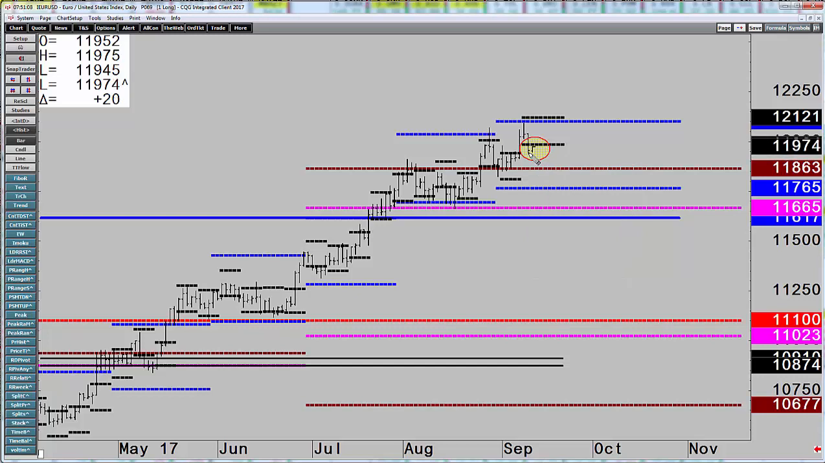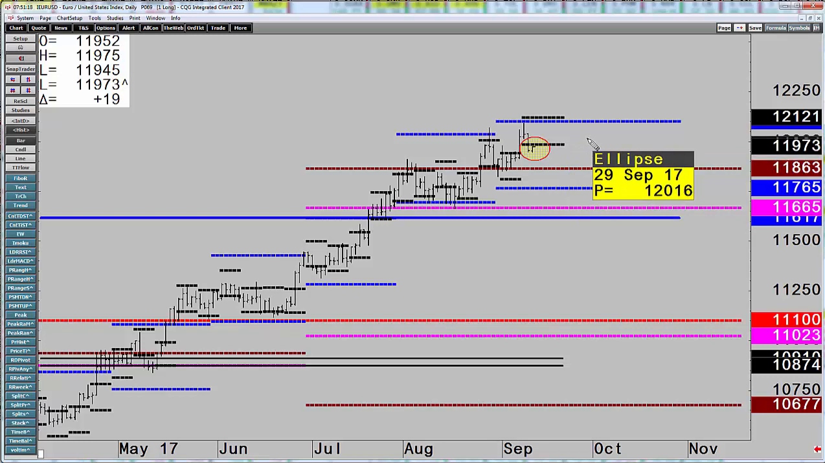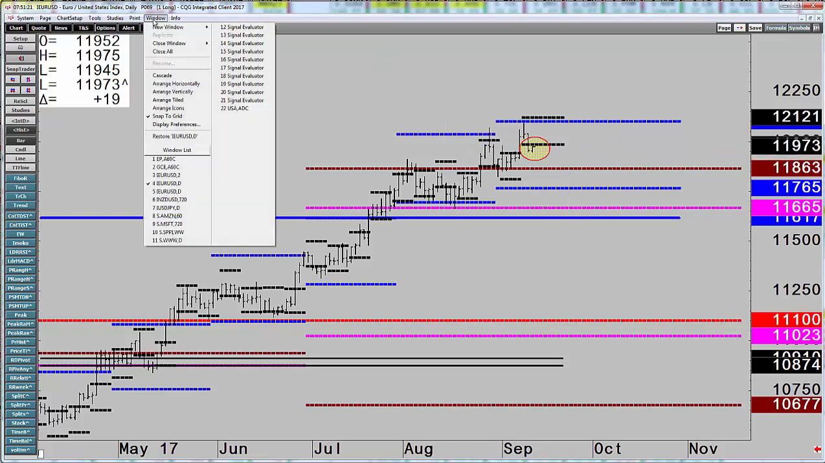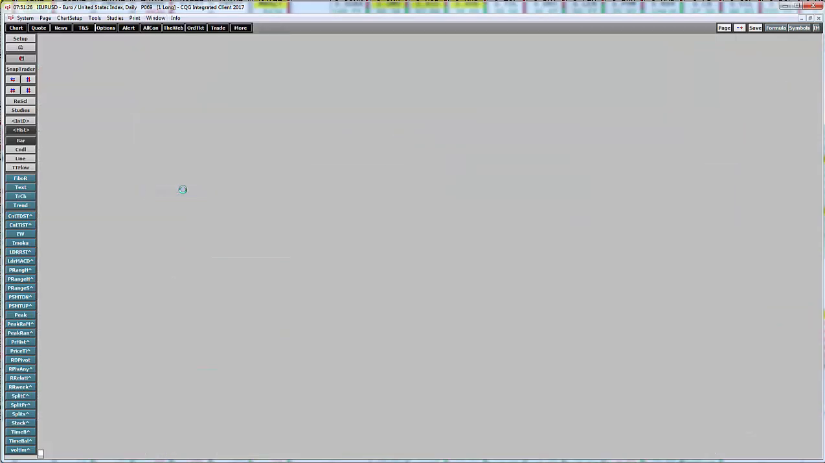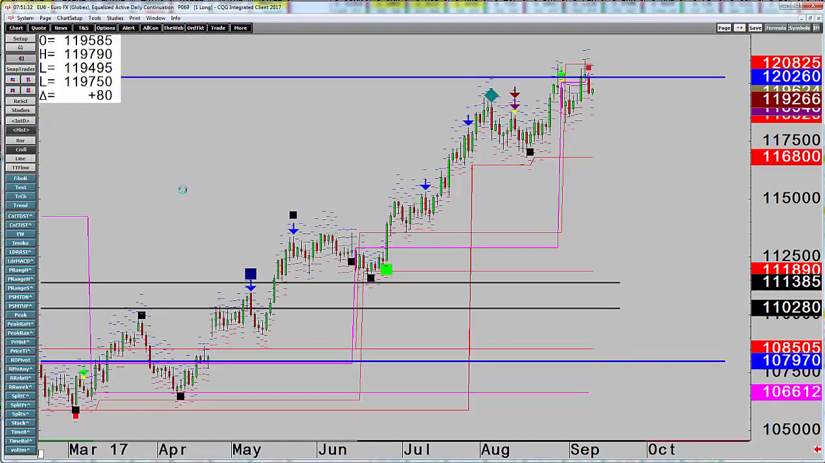What we like to see is whether it stays below there into the end of the week. The key level that we're watching is 119.84. If I go to the futures, we use equalized active continuations so that the data adjusts via rollovers.